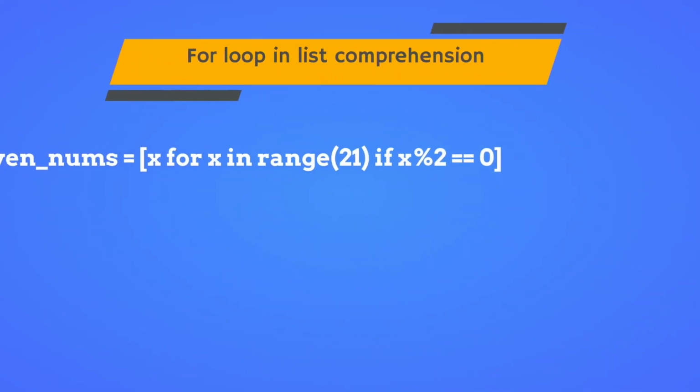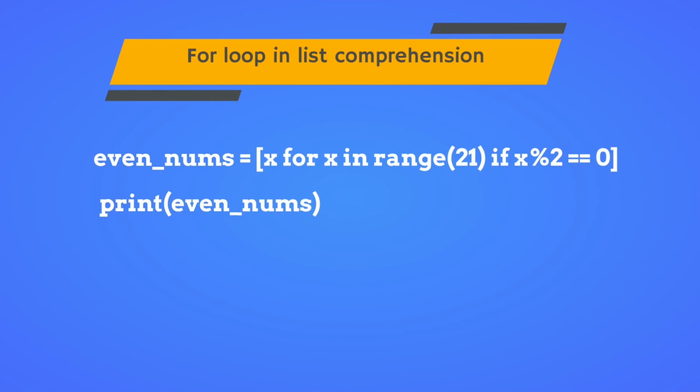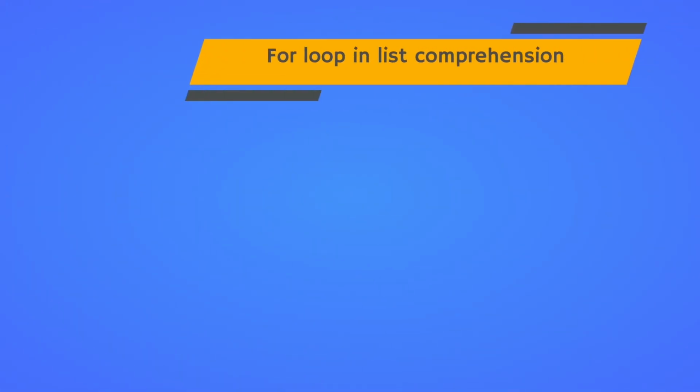As you can see, by using list comprehension in Python, you could shrink the 3 lines of the for loop code into a single line. And its output is.